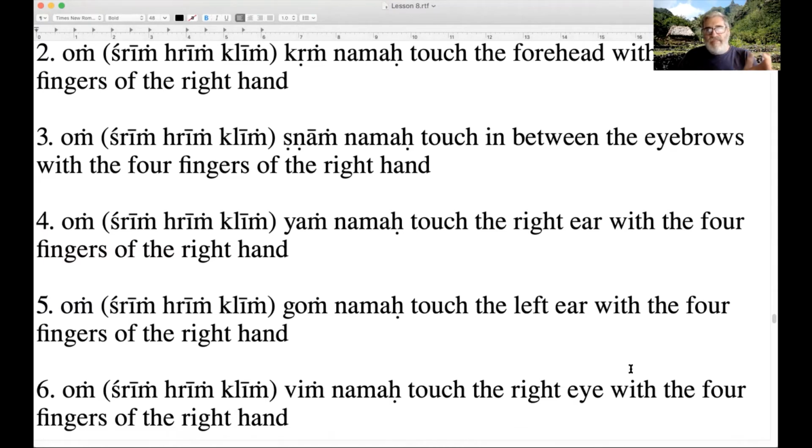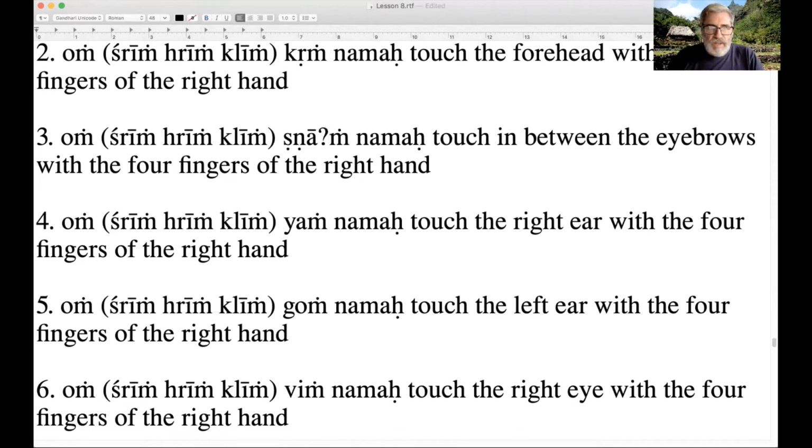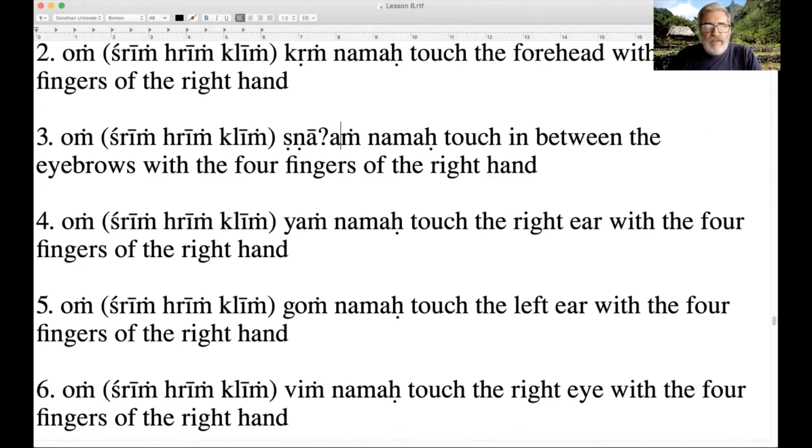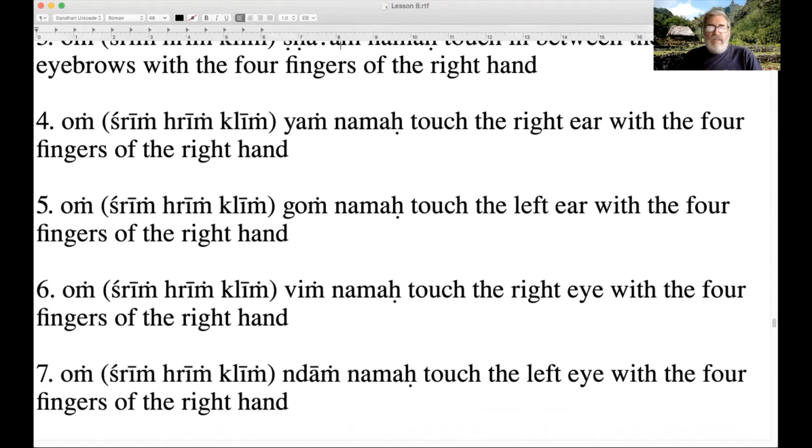Then number 3, right? Om Shnam. Right? Shnam. I'm not sure whether that should be, I'm going to put a question mark there because whether that should be a long A or a short A. I think it might be a short A, right? Vishnam. So Om Shnam Namaha. Touch between the eyebrows with the four fingers of the right hand, okay? Or by meditation just in front. So it can also be, if we add the other Bij mantras, Om Shrim Hrim Klim, or any combination, Shnam Namaha. Number 4, Om Yam, right?